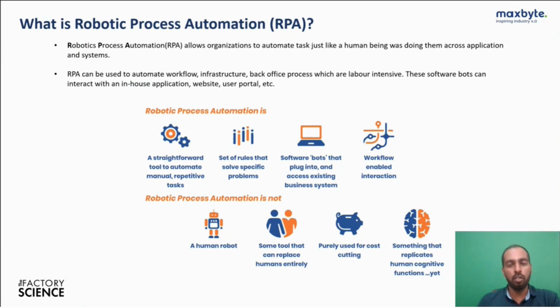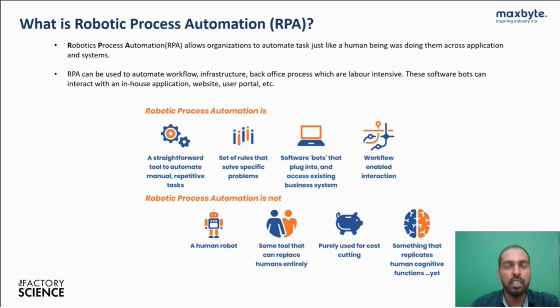There will be a set of rules for a specific kind of problem. In the case of RPA, the rules are the process flow. To achieve that process flow, we give the rules that generate that process flow. These RPA software bots are plug-in kind of systems. They can be easily integrated with any existing business systems like ERP, SAP, so all these kinds of existing business systems. So these workflow-based interactions can also be enabled.